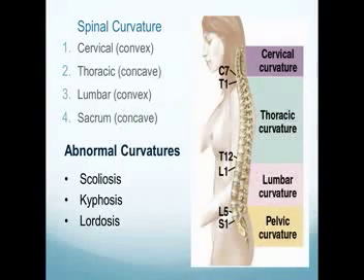Now, what happens when we have abnormal curvatures? Well, when an abnormal curvature exists, we deviate from the standard S shape. There are 3 different abnormal curvatures that we'll look at here. We'll look at them pretty broadly, but nevertheless it's interesting. The first one we'll look at is scoliosis, and then we'll take a look at kyphosis, and then lordosis.